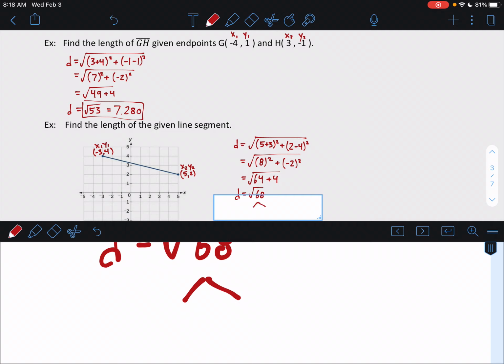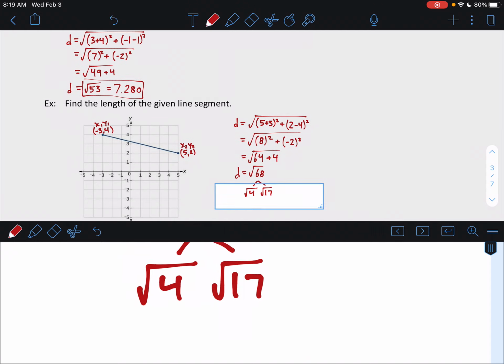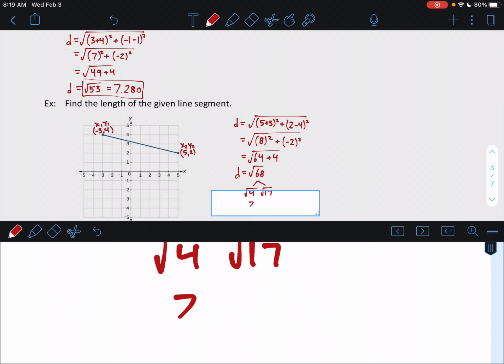So I can split that up into the square root of 4 and, 4 times, is it 17 equals 68? Yes. So the square root of 4 times the square root of 17, because the square root of 4 times the square root of 17 is the square root of 68. And the square root of 4, I can evaluate because it's 2. I can't evaluate the square root of 17.